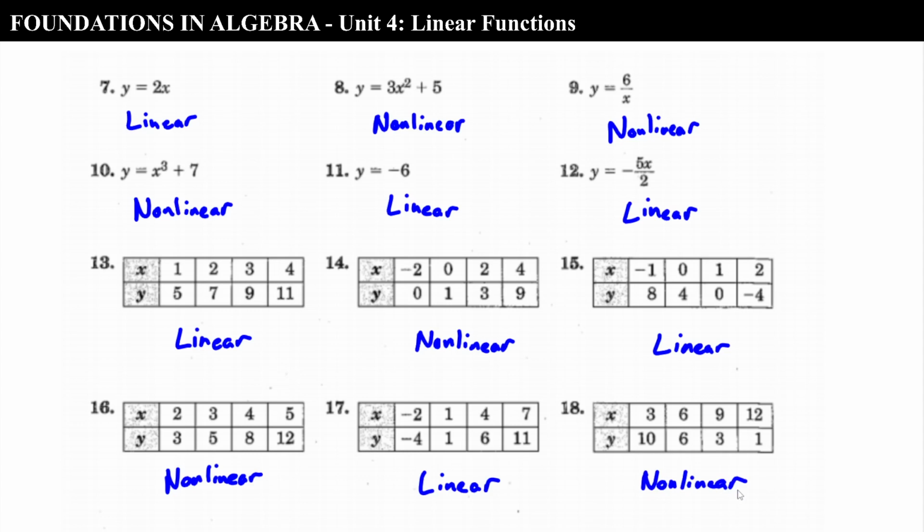So this section was all about determining what's linear, what's not linear. As we go on to the next section, we're going to be talking about average rate of change and slope. How do you identify slope? How do you find slope? What is slope? We'll be chatting about that here in the next section.